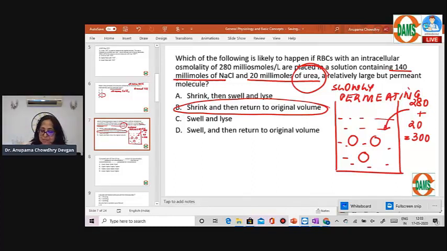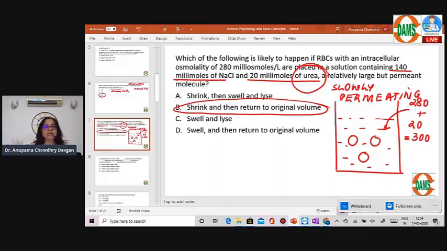Right? Please understand this once again. Inside the cells, the osmolality was 280. Outside is 280 plus 20: 280 because of sodium chloride, 20 because of urea. So outside osmolality is 300, higher than 280. Cells will tend to shrink, but the catch being outside you have urea, and urea will move from outside to inside the cells. Water will follow. So cells which had originally shrunk will now increase in size and come nearly to original volume.